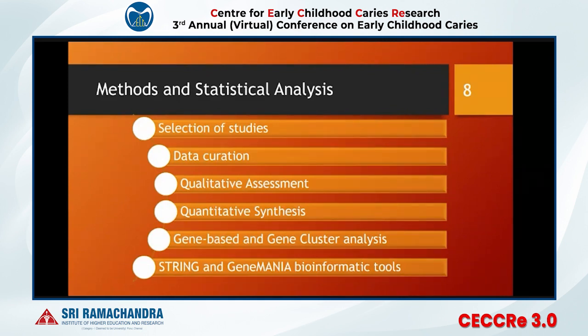Quantitative synthesis was performed at the SNP level if the genotype frequencies of the SNP were reported in various studies. To better understand the effect of polymorphisms across the gene, a gene-based analysis was performed, and to comprehend the effect of polymorphisms on the biological processes, a gene cluster analysis was conducted. Two bioinformatic tools, that is STRING and GeneMANIA, were used to understand the effect of the polymorphisms on the susceptibility to ECC.